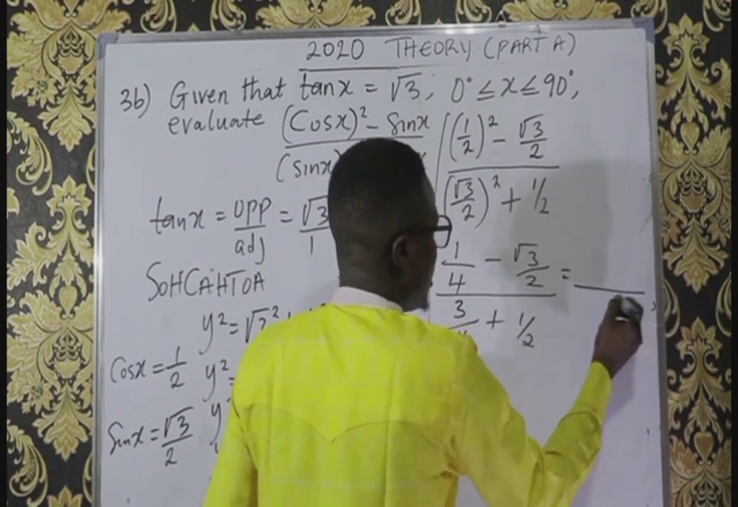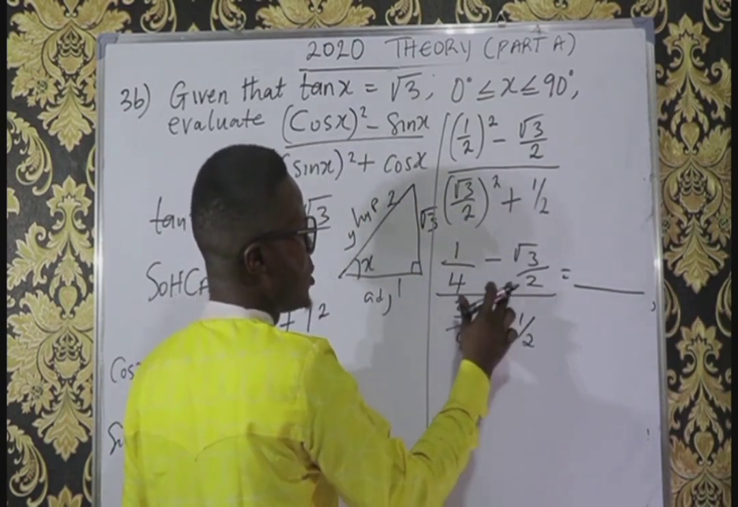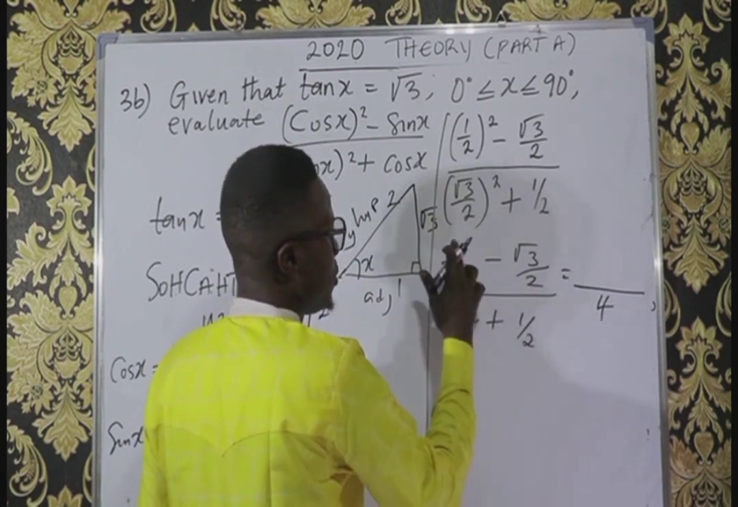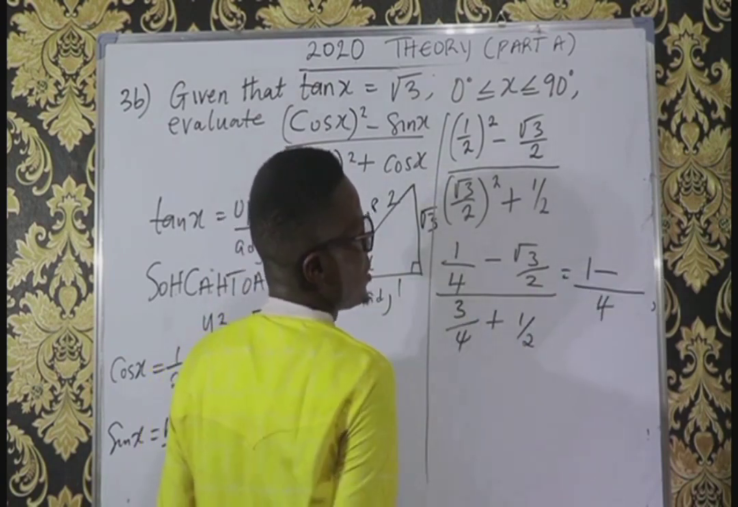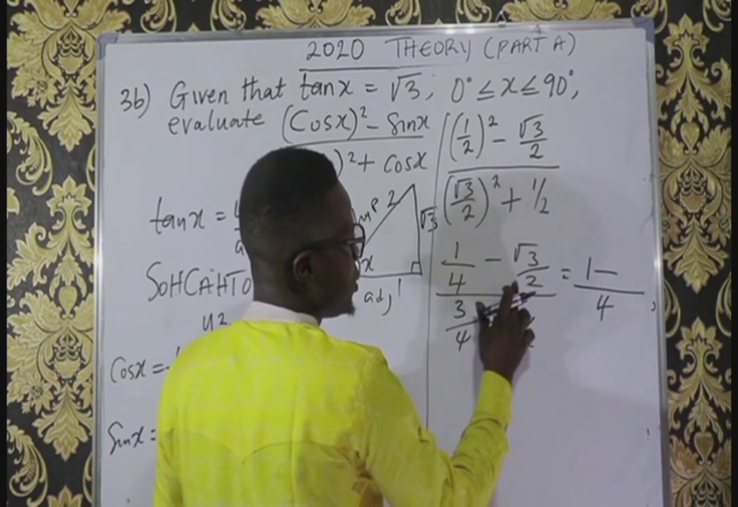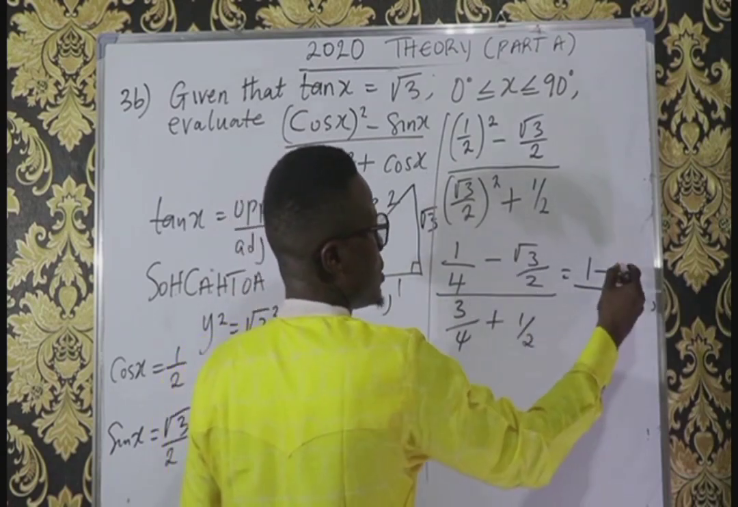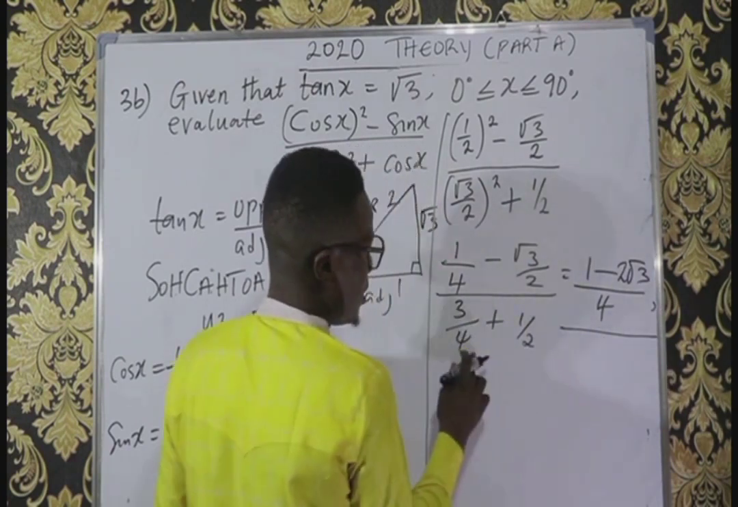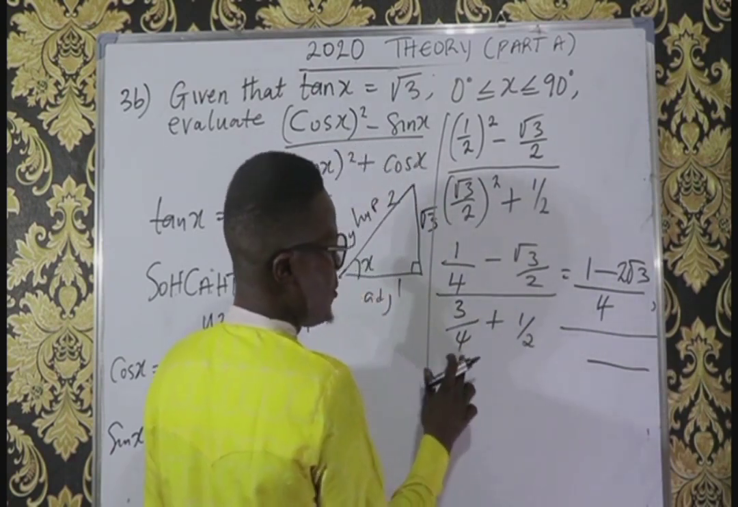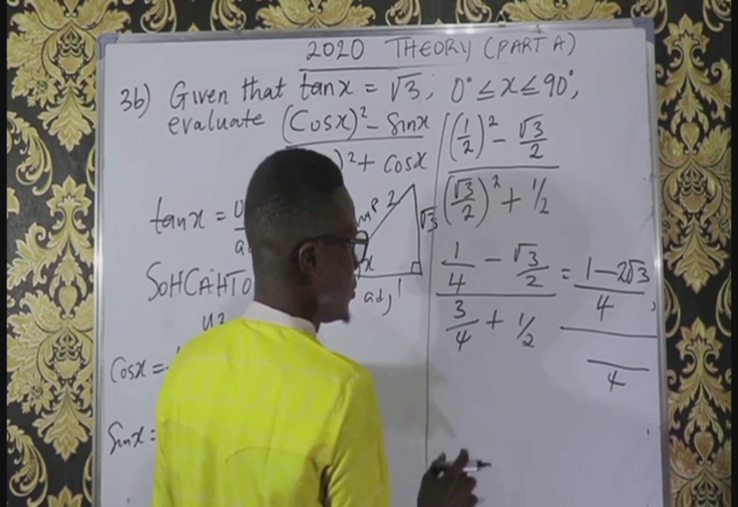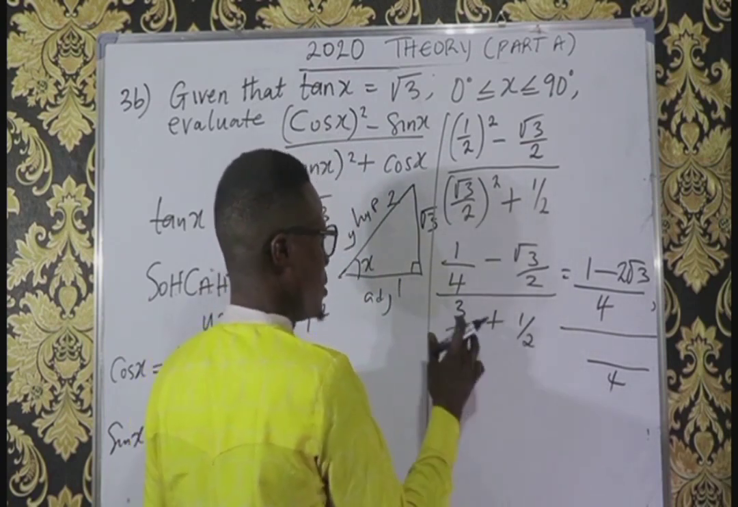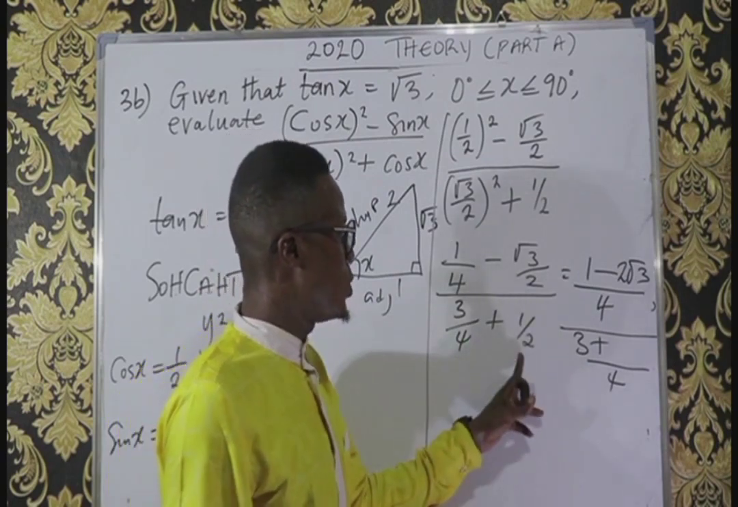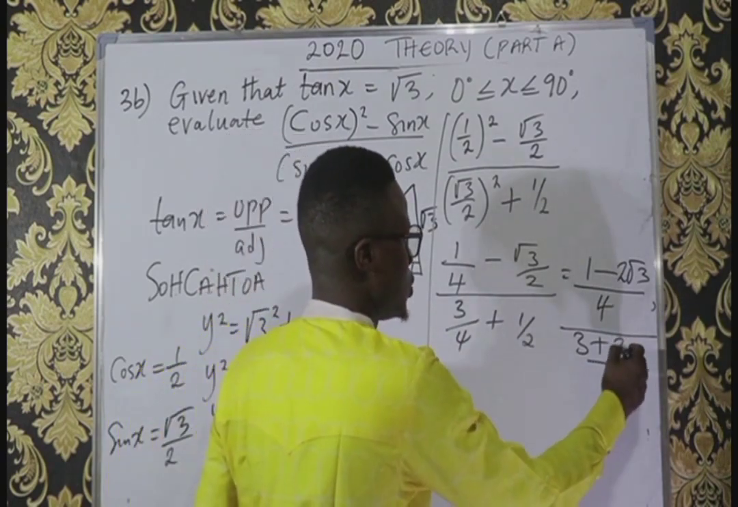Without wasting time here, the LCM of 4 and 2 is 4. 4 divided by 4 is 1, 1 times 1 is 1, minus 4 divided by 2 is 2, 2 times √3 is 2√3. I will come down here. The LCM of 4 and 2 is still 4. 4 divided by 4 is 1, 1 times 3 is 3, plus 4 divided by 2 is 2, 2 times 1 is 2.